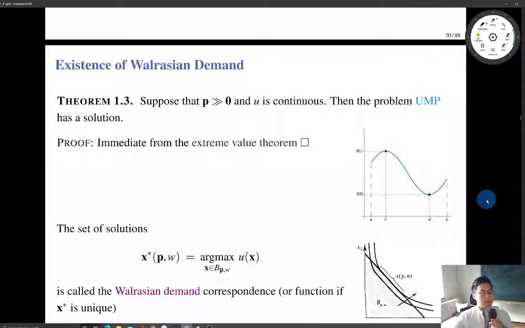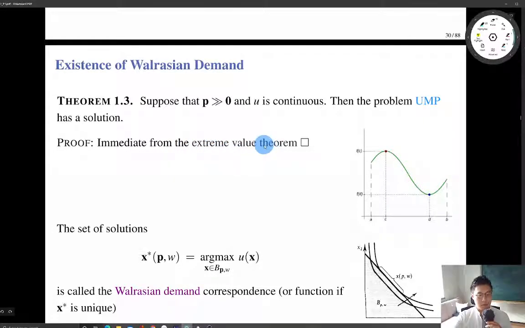The first result tells us that if the price vector P is strictly positive, meaning the price of every commodity is strictly positive, so there is no free good in the market, and the function u is continuous, which is implied by the assumption of continuity, then the problem has at least one solution. And it is immediate from the so-called extreme value theorem in mathematics.